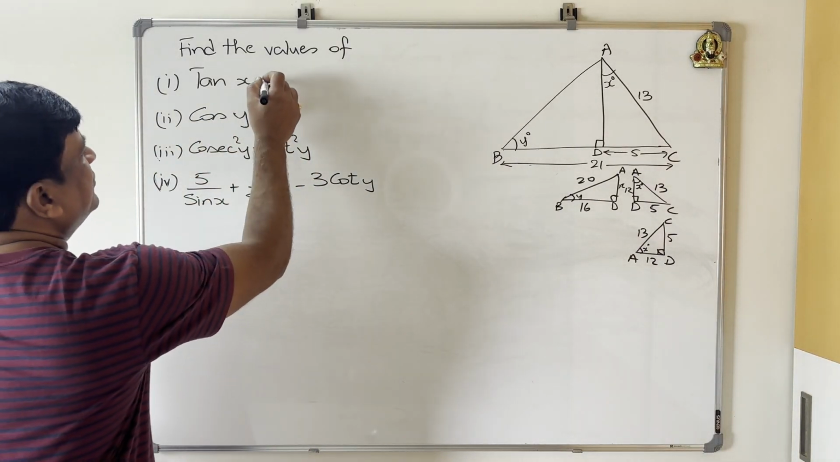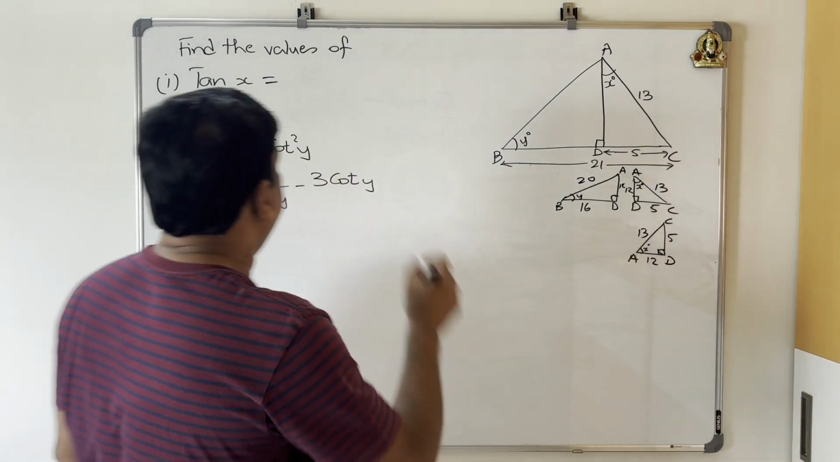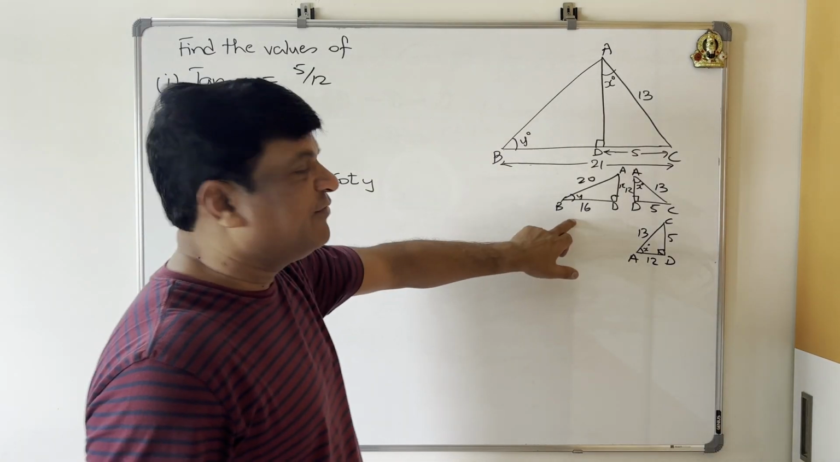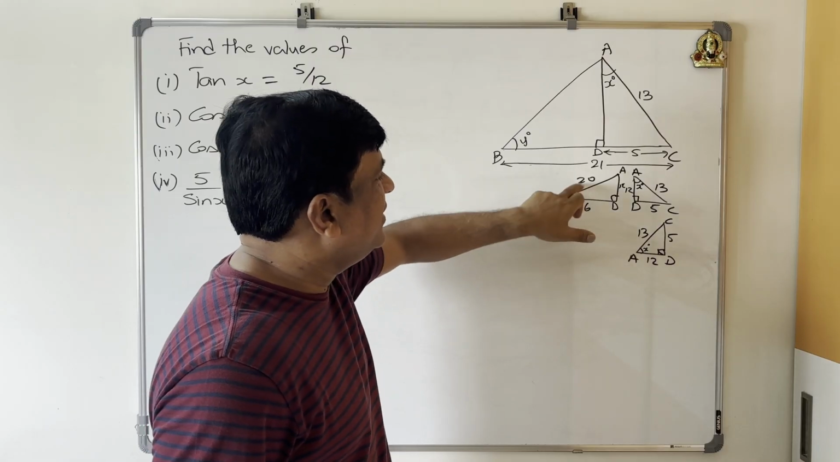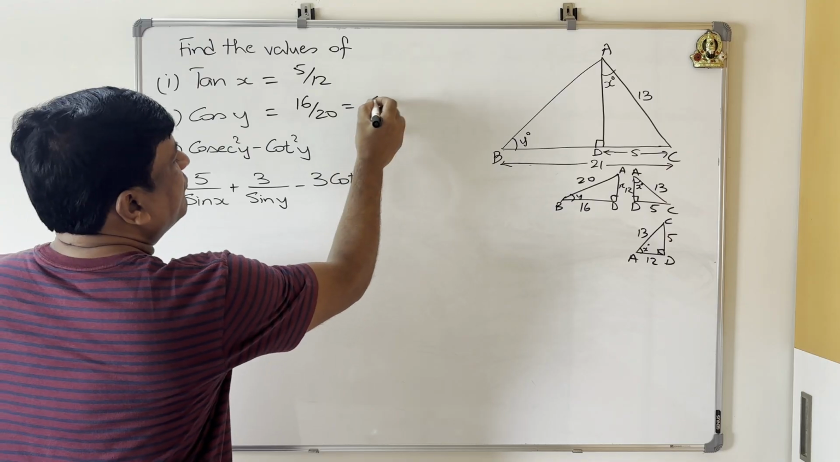What is tan X? X is there in the second one. What is tan X? It should be 5 by 12. Done? Right? What is cos Y? Look at the first triangle. Cos Y is base by hypotenuse, base 16, hypotenuse is 20. So 16 by 20 is nothing but 4 by 5.